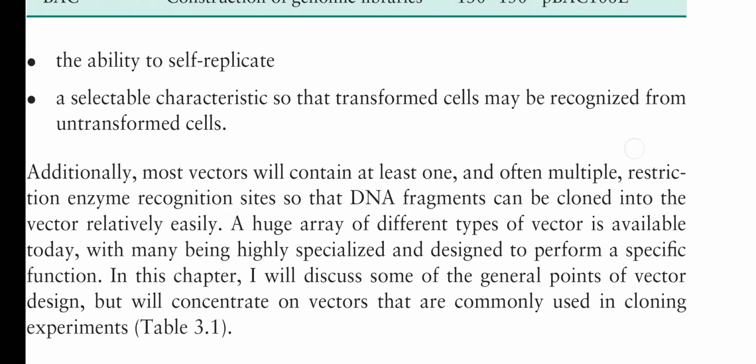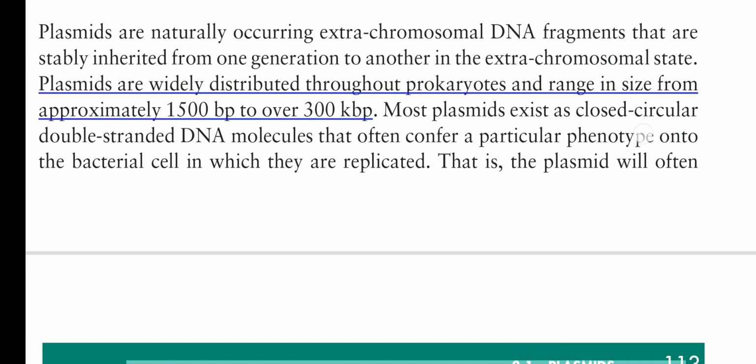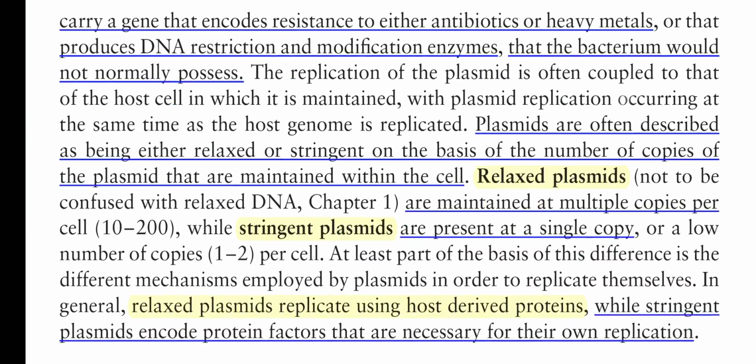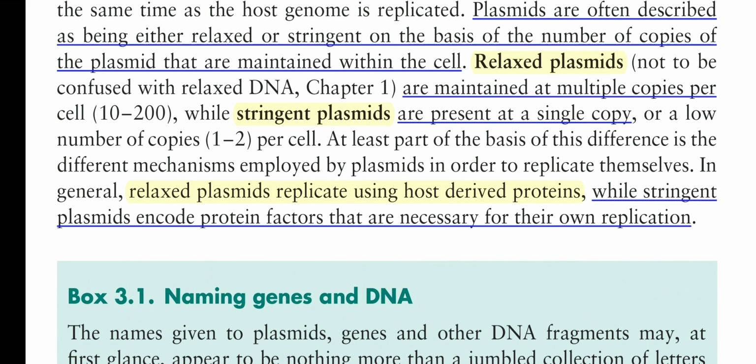So plasmids are widely distributed throughout the prokaryotes, ranging in size from approximately 1.5 to 300 kilobase, and so on. I should not read out all those common things. Plasmids are often described as being either relaxed or stringent on the basis of the number of copies of the plasmid that are maintained within the cell.